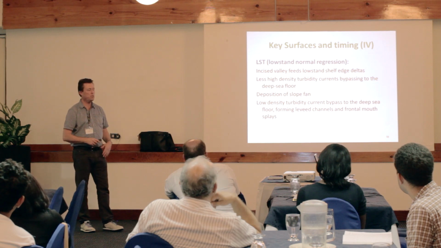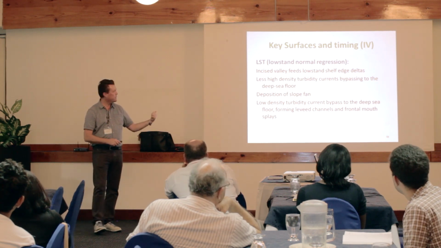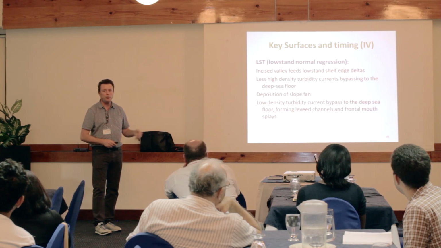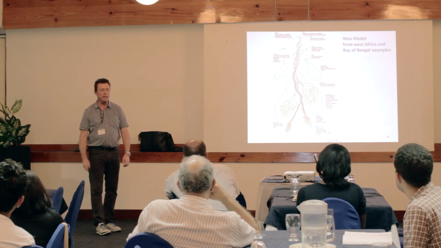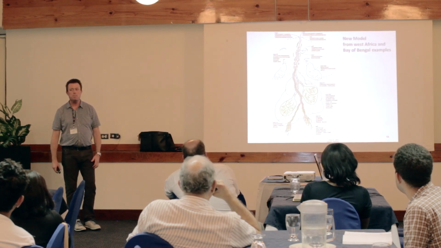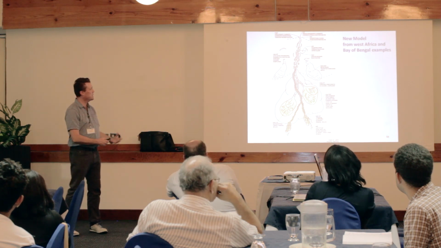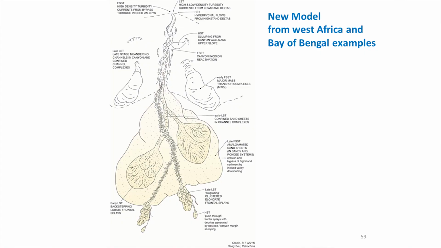So low density turbidity currents are coming out, not high density. So we get the deposition of slope fan, or you can cross that out if you want to, put levee channels and elongate frontal splays. That's the main thing. So this is a diagram I put together to try and just get you thinking, a testable type of platform model for the shelf edge, down through slope canyons and slope confined channel systems with levees eventually.